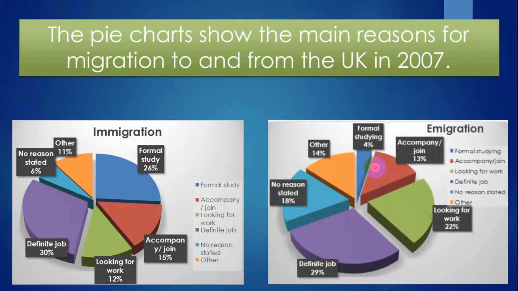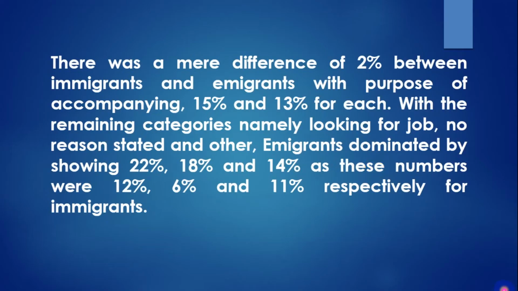Okay, let's go on. There was a mere difference of 2% between immigrants and emigrants with the purpose of accompanying, 15% and 13% respectively. With the remaining categories, namely looking for a job, no reason stated and other, immigrants dominated by showing 22%, 18% and 40%. And these numbers were 12, 6 and 11% respectively for emigrants.